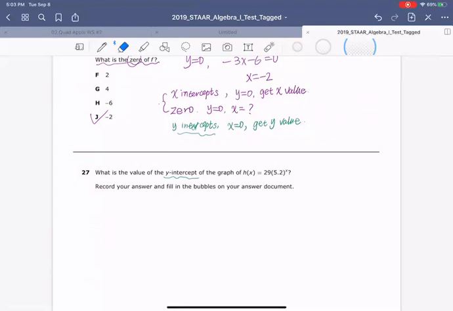How do you get the answer? 27? What's your answer?